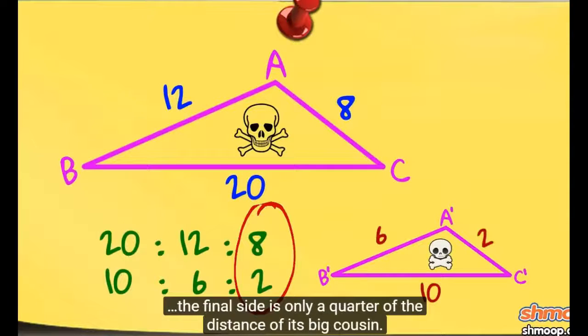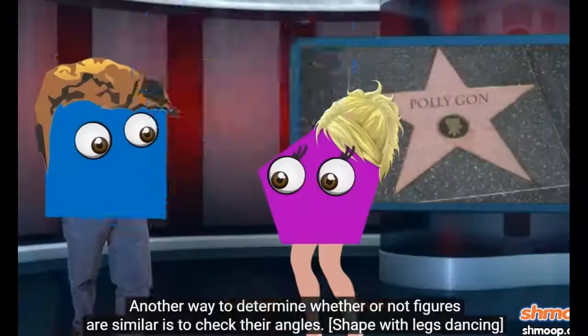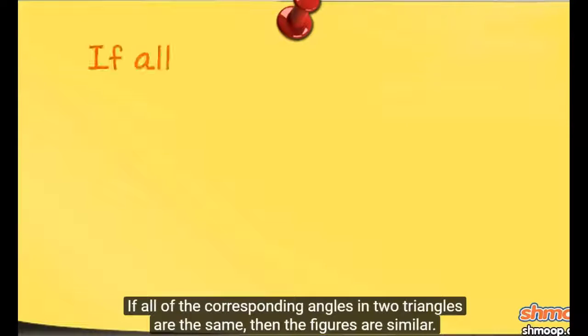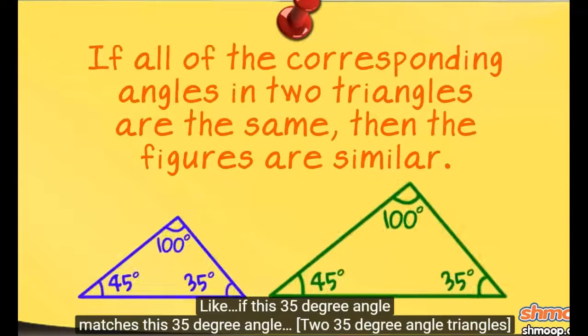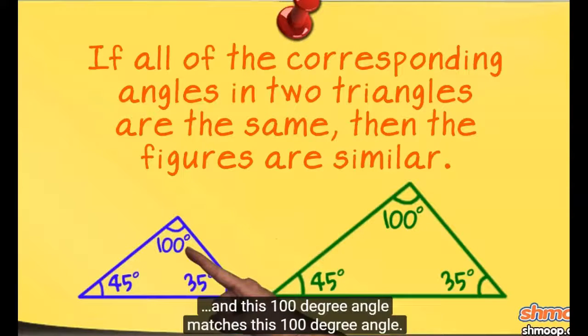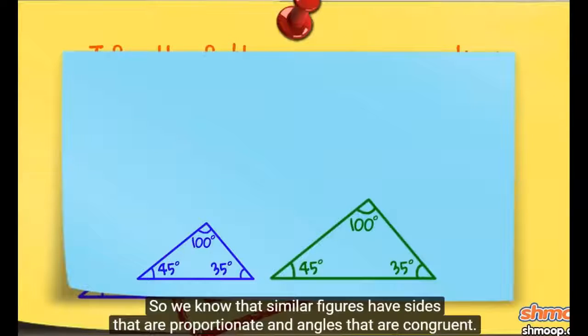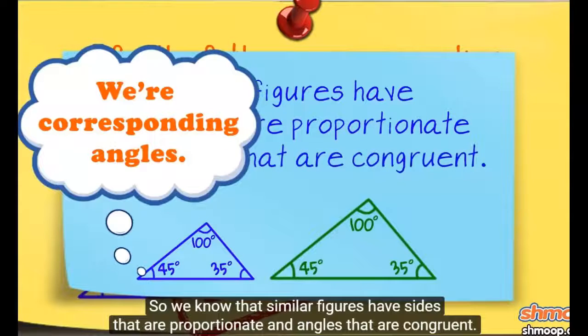Well, another way to determine whether or not figures are similar is to check their angles. We said angles, people, listen up. If all of the corresponding angles in two triangles are the same, then the figures are similar. Like if this 35-degree angle matches this 35-degree angle, and this 45-degree angle matches this 45-degree angle, and this 100-degree angle matches this 100-degree angle, boom, similar. So we know that similar figures have sides that are proportionate and angles that are congruent.